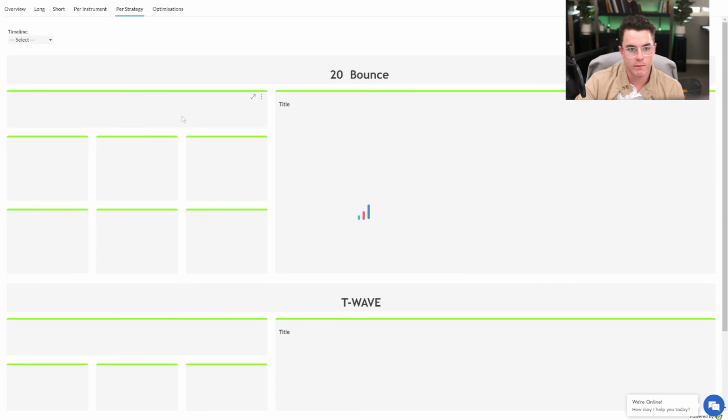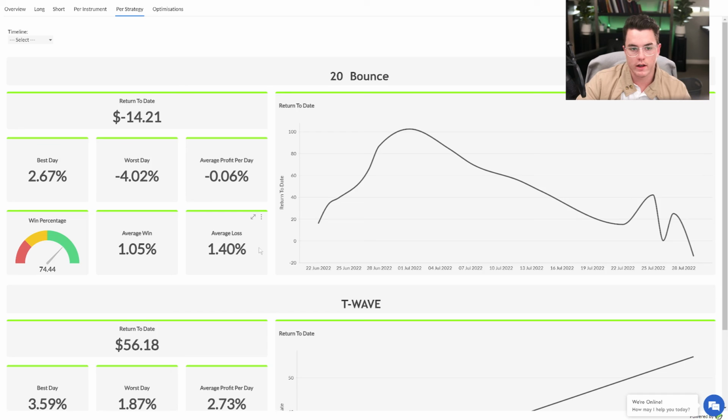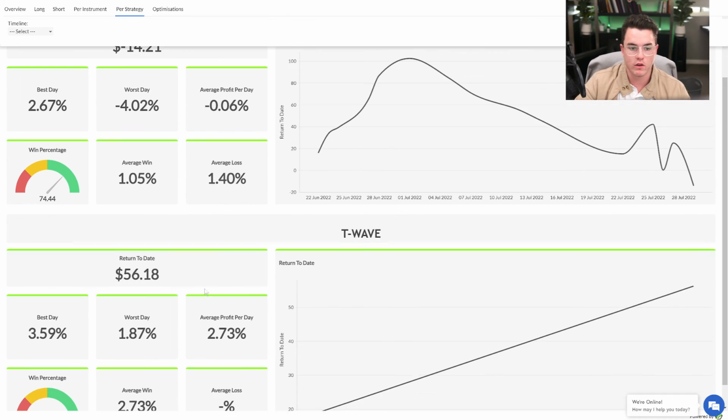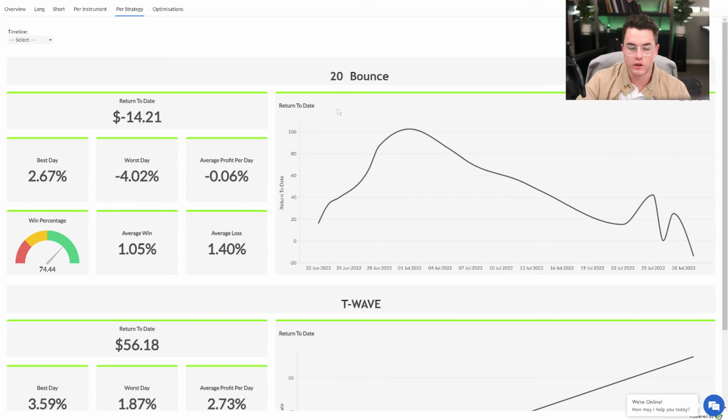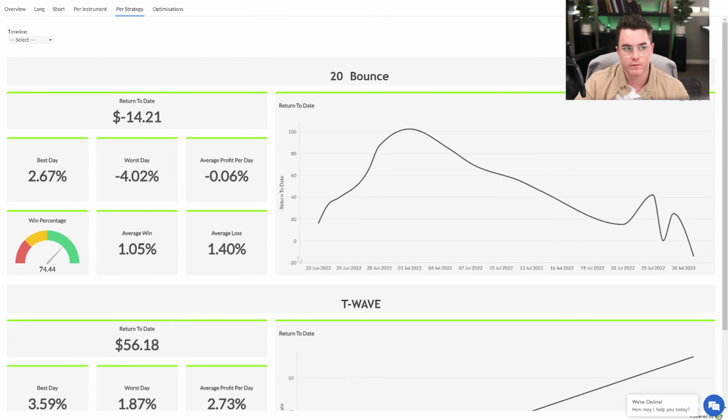And then same thing per strategy. You can see the return to date for each kind of strategy. So maybe based on this, you might want to reduce the position size or adjust the 20 bounce strategy in this particular example and hone in on this T-wave strategy to increase the performance of that.